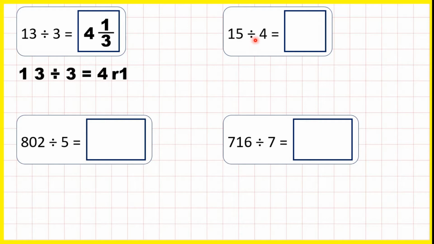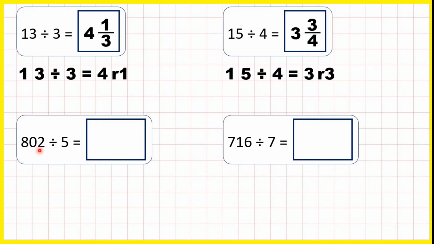Now 15 divided by 4, that's 3 remainder 3, because 3 times 4 is 12, but then from 12 we need 3 more to get to 15. But we can write our remainder as a fraction. That 3 is our whole number, the remainder is our numerator, and the divisor is the denominator, so the number we're dividing by is always the denominator.